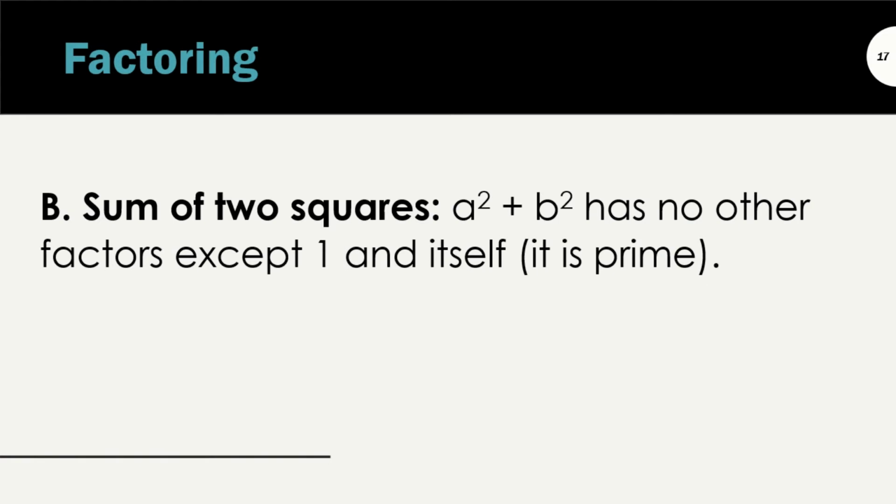Sum of two squares. A squared plus b squared has no other factors except 1 and itself. And we call this a prime number. Kapag sinabi natin na prime, wala na siyang ibang factor. Just like 2. Diba ang 2 ay 2 and 1 lang. Wala na siyang ibang factor.